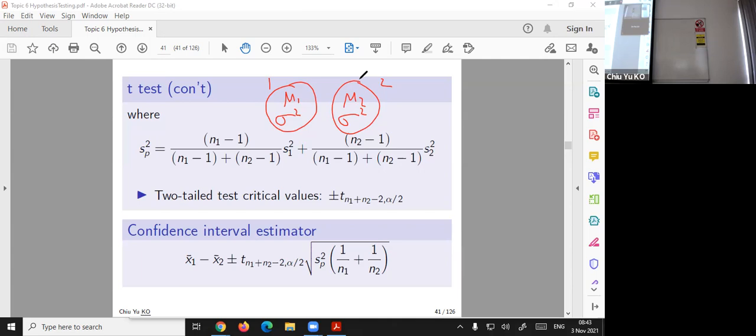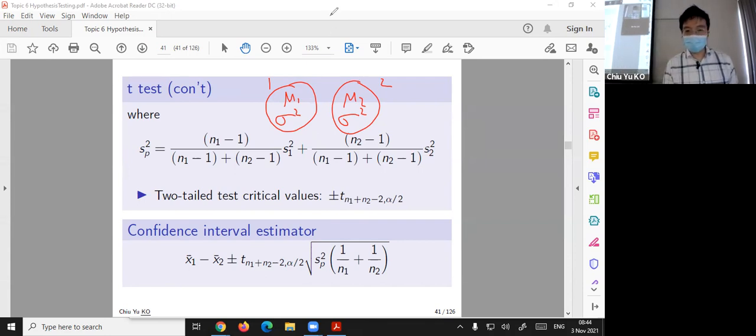When N1 gets bigger, the new estimate gets closer to S1 square. When N2 gets bigger, the average gets closer to S2 square. So Sp square is actually just a weighted average between the two sample variances, and the weighting is given by the sample size. Is that okay? So that is the idea. That's how you get the formula.